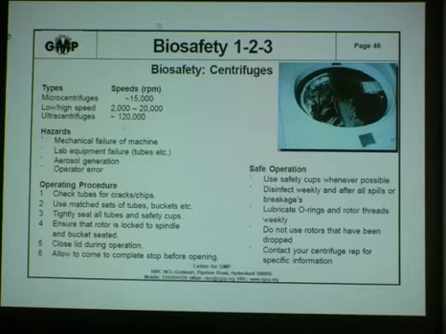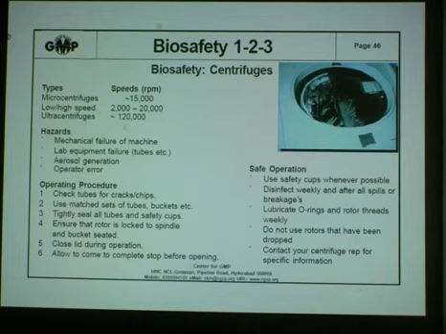Now here are some tips regarding centrifuges. You have microcentrifuges in the range of 15,000 RPM. You have low or high speeds from 2,000 to 20,000 RPM, and ultracentrifuges beyond 120,000 RPM. The hazards are the mechanical failure of the machine, the lab equipment failure in terms of tubes, etc., aerosol generation, and any errors by the operator.